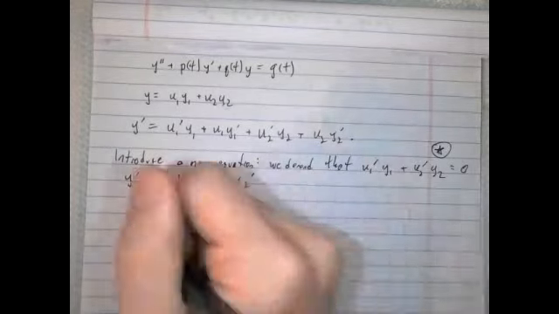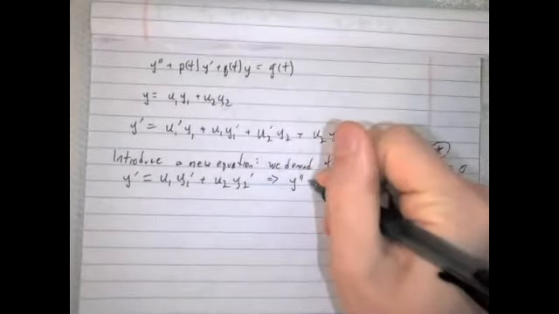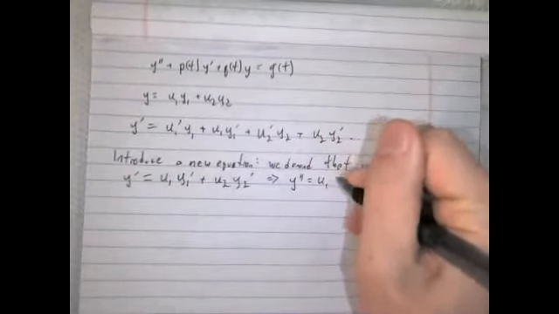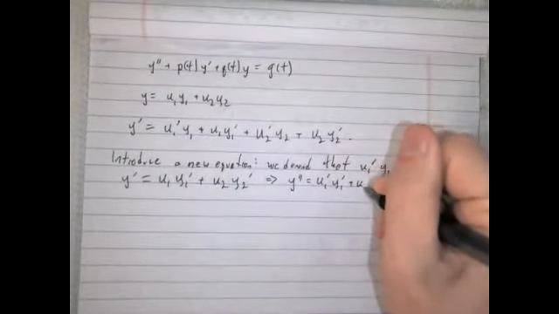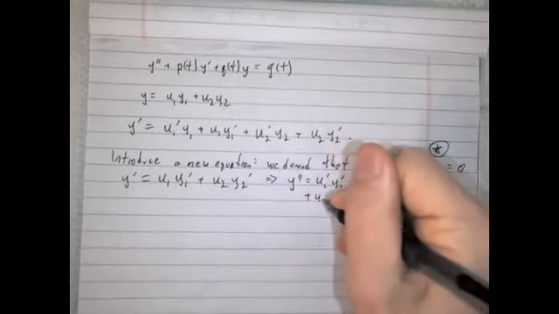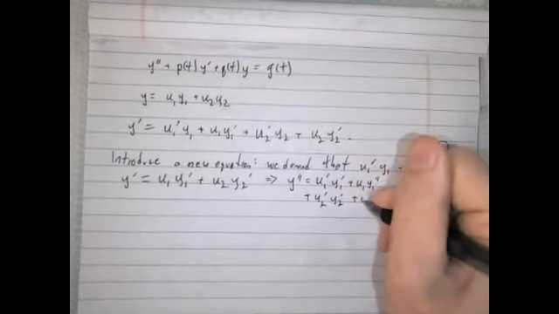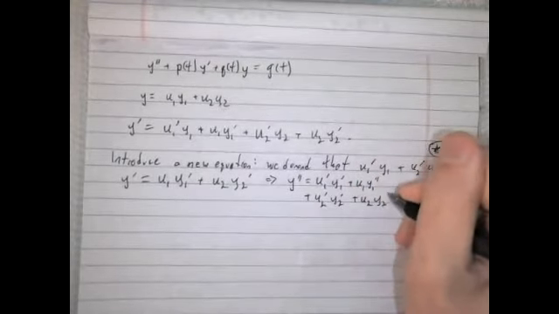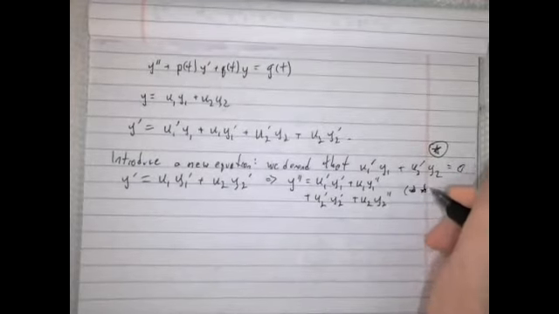Then y prime is equal to this, and this means that y double prime is therefore going to be equal to u1 prime y1 prime plus u1 y1 double prime plus u2 prime y2 prime plus u2 y2 double prime. And I'll call this equation star star.